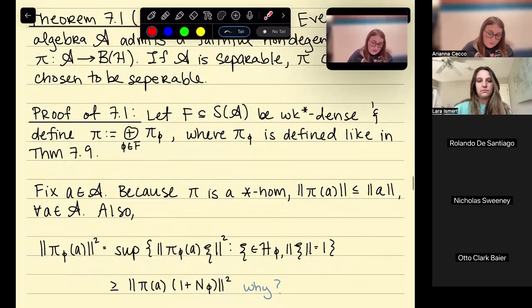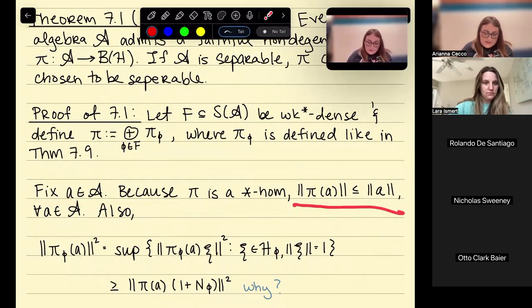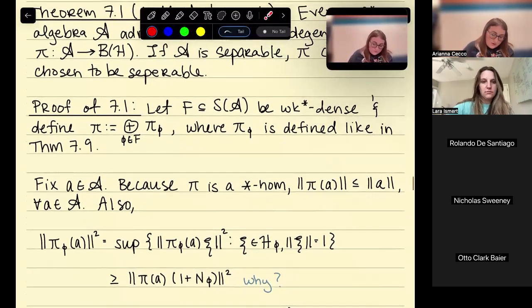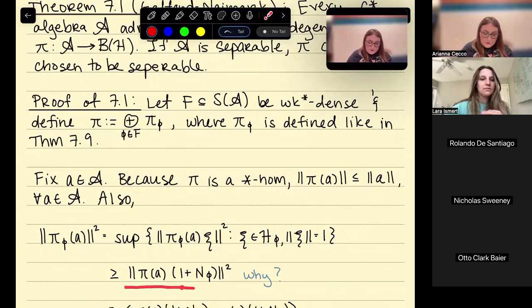Okay, so now we're going to fix A in the algebra. Because pi is a star homomorphism, we know it's norm decreasing. Also, the norm of pi sub phi of A squared, this is just by definition. And then we say that this is greater than or equal to pi of A evaluated at 1 plus n sub phi. Can you guys tell me why we have this inequality here?